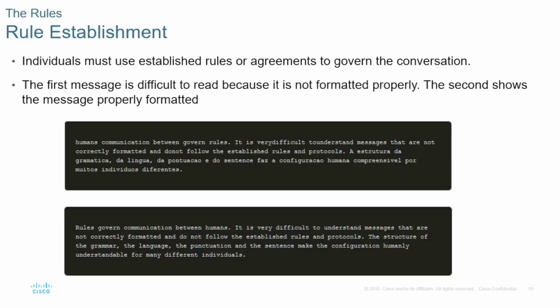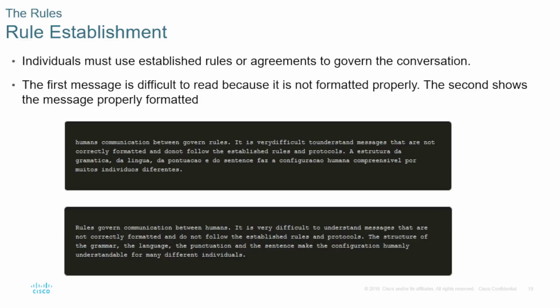In any conversation, whether between people or devices, established rules or agreements are essential. These rules ensure that both the sender and the receiver understand each other clearly. Let's look at the example shown here. The top message is sent without following the rules. It's difficult to read, confusing, and may be misunderstood. Now below that is the same message properly formatted following agreed-upon rules. Notice how much clearer and easier it is to understand?